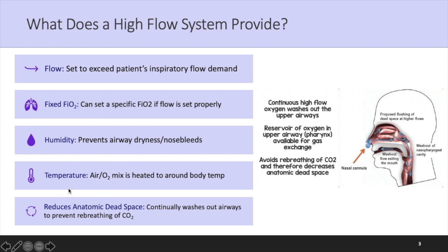Now, the biggest thing along with this flow is this connection to reducing anatomical dead space. So there's been tons of studies out there over this, but the concept is we're shooting tons of flow into the patient's nasopharynx, right? And when we do that, we're washing out their conducting airways. So any CO2 within that patient's dead space, right, is being washed out by this air-oxygen mix that we're shooting into their conducting airways. So it reduces the amount of rebreathed CO2.